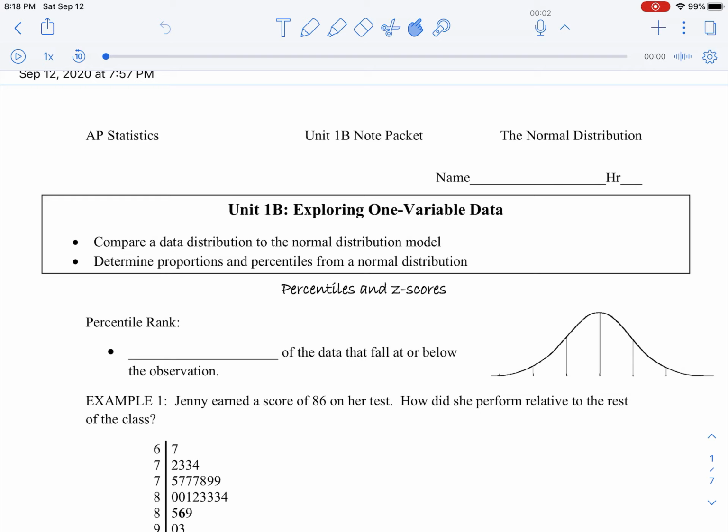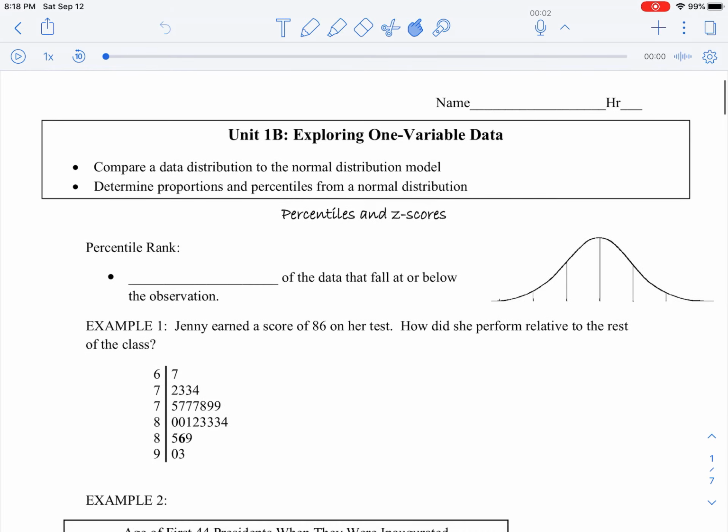So here's our notes for Unit 1B. This is in the AP curriculum guide. This is still in Unit 1. However, we've always split this out in its own separate unit, so we'll continue to do that.